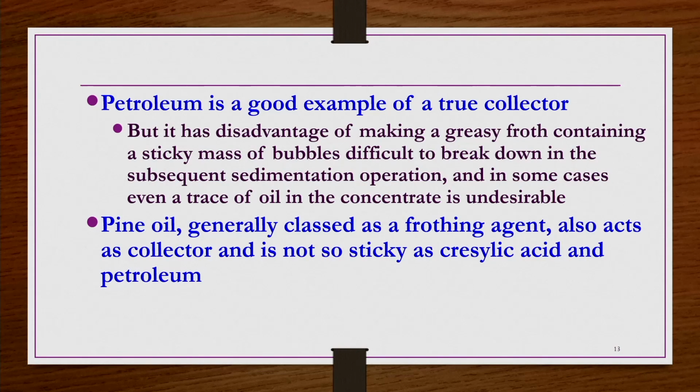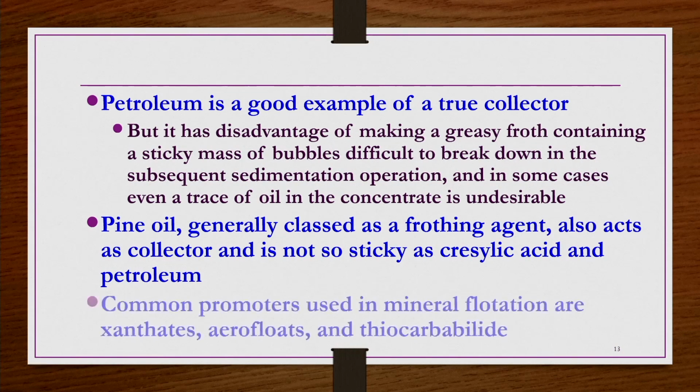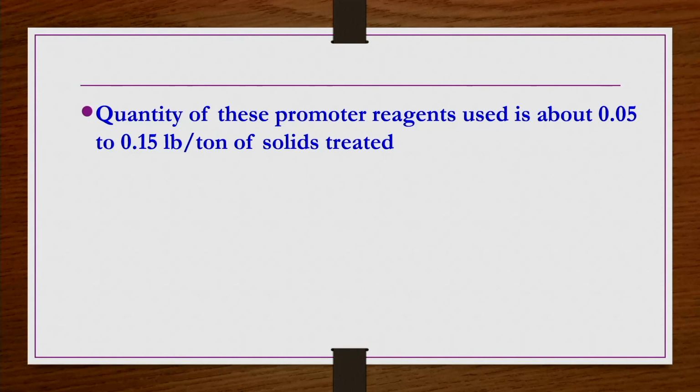Pine oil is generally classed as a frothing agent, but also acts as a collector and is not so sticky as cresylic acid and petroleum. Common promoters used in mineral flotation are xanthates, aerofloats and thiocarbanilides. The quantity of these promoter reagents used is in general about 0.05 to 0.15 lb per ton of solids treated. You can see how small quantities are being added in general. 0.05 lb to 0.15 lb per ton of solids.